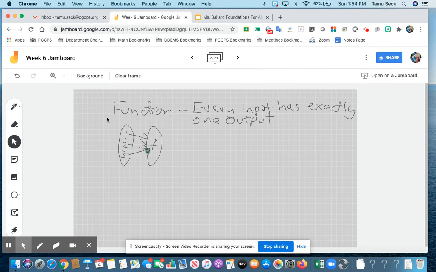But this is not a function because for it to be a function, every input has to have exactly one output. And this input has more than one output. Now let's look at another example of a function.